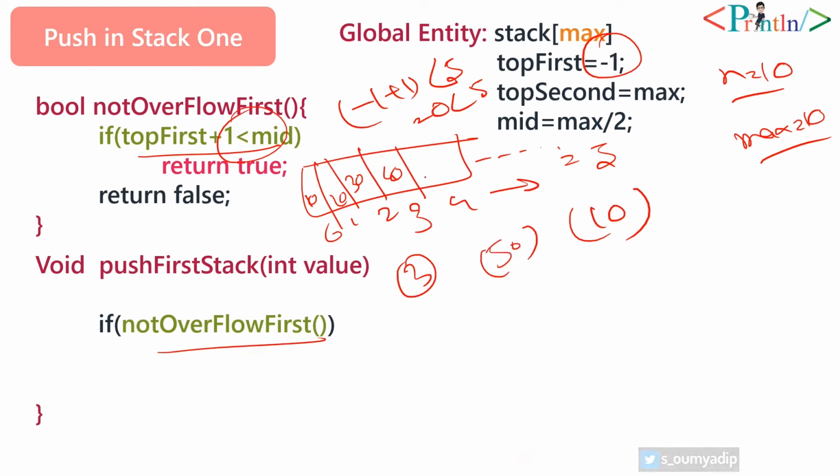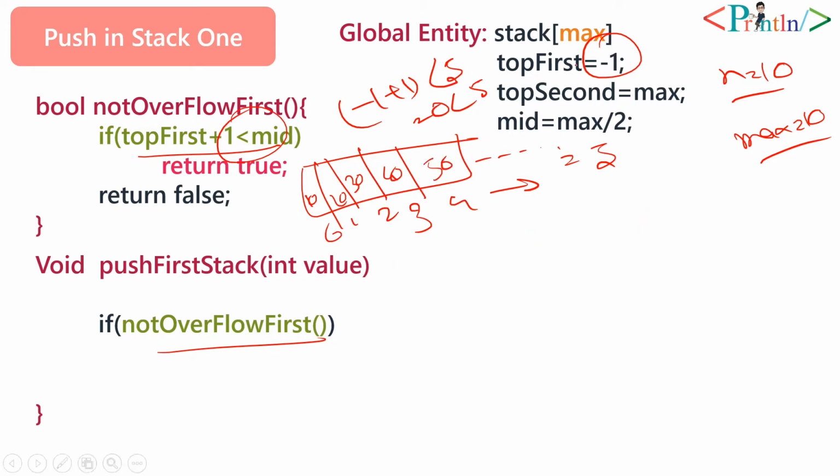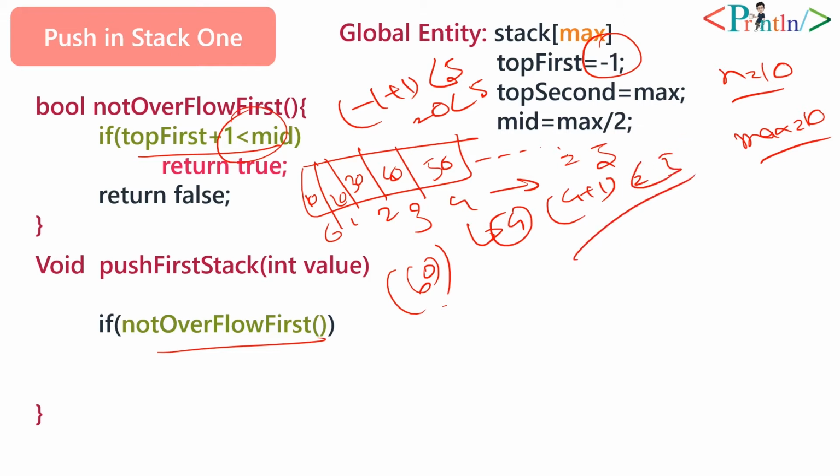Now we'll check whether 3 plus 1 is less than mid. 4 is less than 5, so we'll insert 50 here. Now we'll check where our not overflow condition is false. We'll try to insert another value, 60. The value of top first is 4. We check whether 4 plus 1 is less than 5 or not. 4 plus 1 is not less than 5 because 5 equals 5, so it will break the condition and we cannot insert any value.